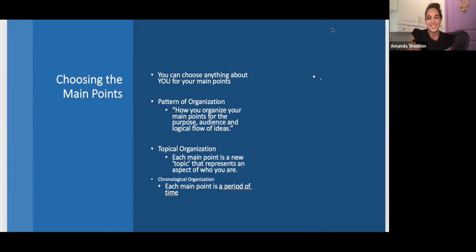Topical organization is simply where you're organizing your speech by individual topics. Those topics are going to relate to the purpose of the speech, which in this case is you. So what are 2 to 3 different topics that you would like to tell us about? This is where you would say something like, I'll tell you about my hobbies, my job, and my family. Maybe those are the 3 characteristics I'd like to talk about. They don't have to go in any order. It doesn't make any sense for them to go in a timeline, but it is in fact 3 unique things about you.